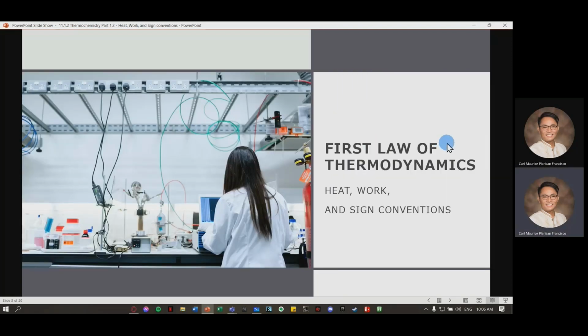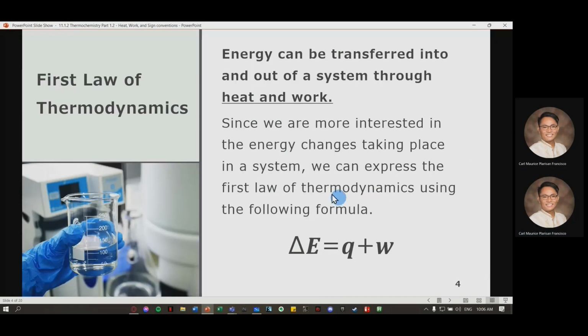First law of thermodynamics, we'll be talking about heat, work, and sign conventions. For the first law of thermodynamics, we are actually concerned with energy being possibly transferred into and out of a system through heat and work. Take note, energy can be transferred into and out of a system by means of heat and work. Nata-transfer po into at palabas ng system ang enerhiya sa pamamagitan ng formang heat at work.